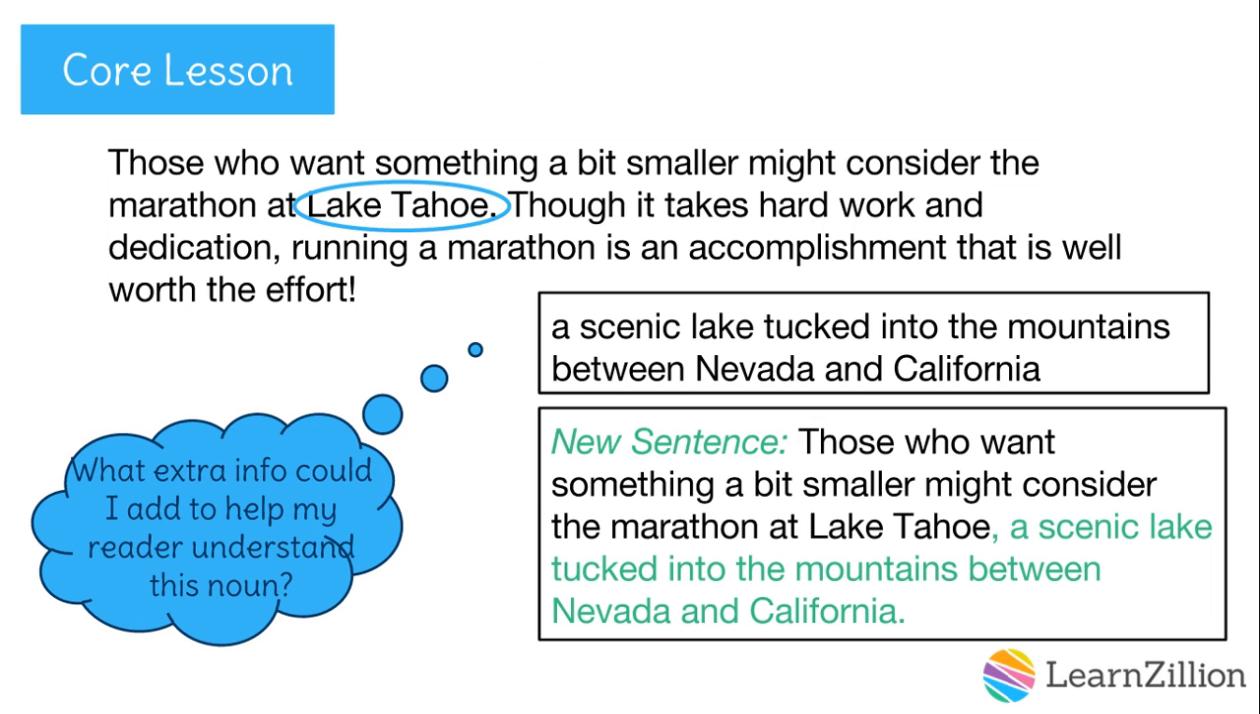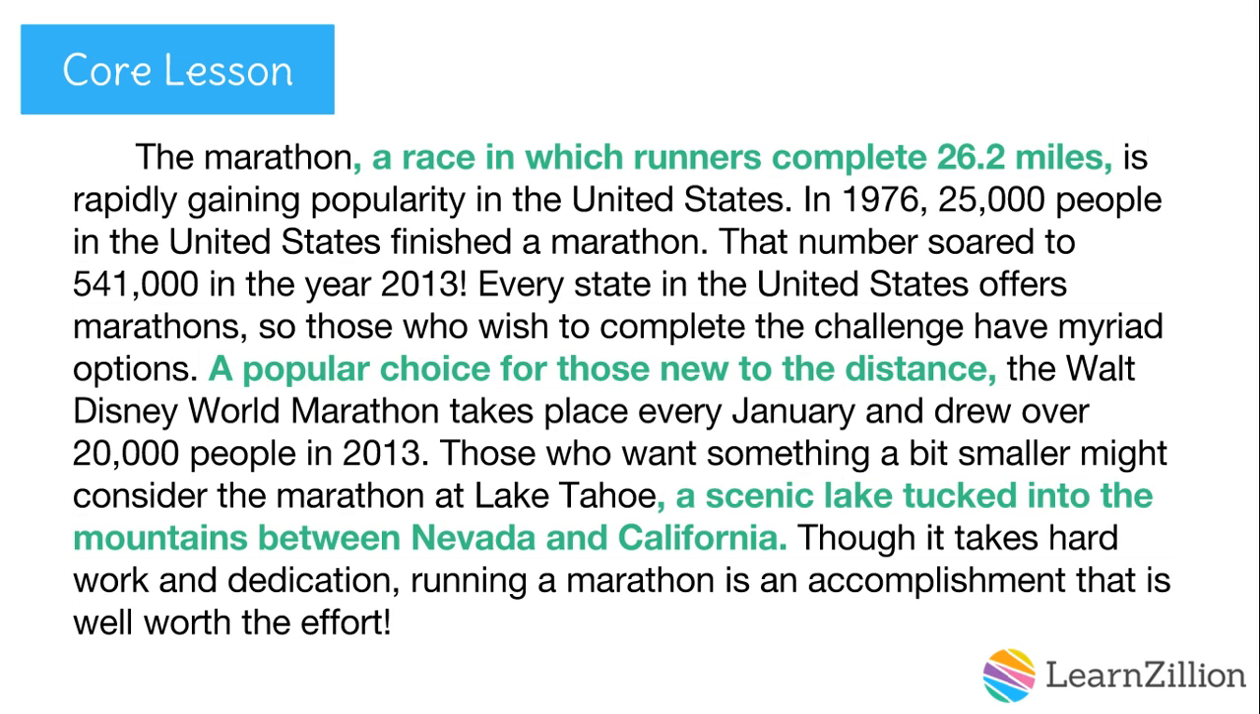Your new sentence should look like this. The appositive should be right next to the noun it's modifying, Lake Tahoe, and be separated from the rest of the sentence with a comma. And we're done. With the addition of the appositives, we've both clarified meaning and added interest and detail to our writing. Pause the video and read the revised drafts. Press play when you finish.